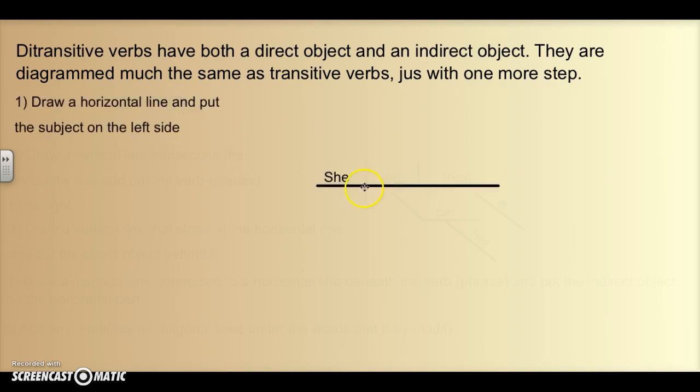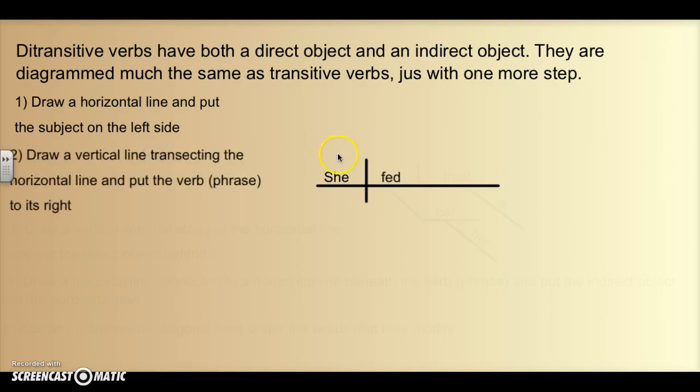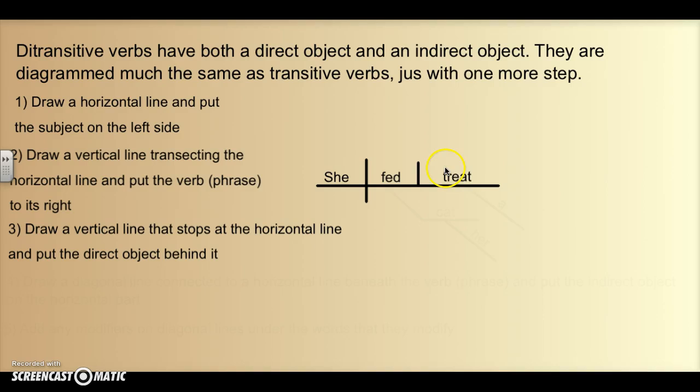First line, of course, horizontal line, subject on the left side. Second one, vertical line transecting the horizontal line to indicate end of subject, beginning of complete predicate. Step 3, vertical line and your direct object. Remember, this vertical line stops at the horizontal line. That means end of my transitive verb or transitive verb phrase, beginning of my DO.